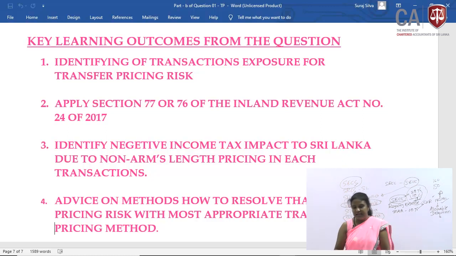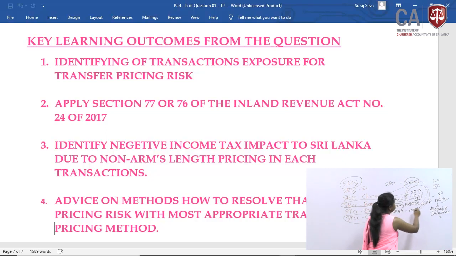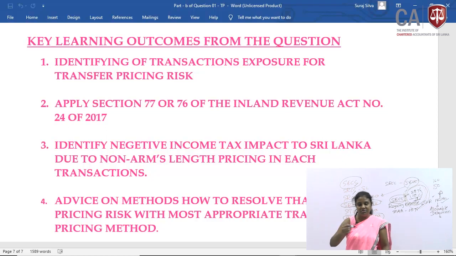Now we will see the second thing. Apply section 77 or 76 of the Inland Revenue Act No. 24 of 2017, which is for domestic transfer pricing and international transfer pricing. Without having these two sections, which I explained at the very first, you cannot write a good answer. Then third, identify the negative income tax implication to Sri Lanka due to non-arm's length pricing in each transaction. This is the analysis part: analysis of the income tax reduction to Sri Lanka.